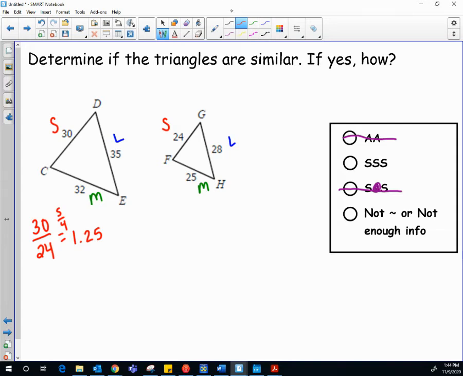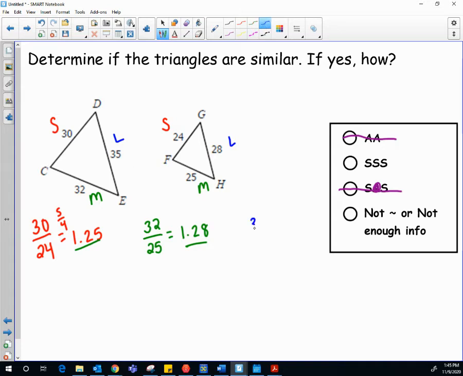Okay. So let's try the middle one. Let's go left over right. So we got 32 over 25. So when I do that in the calculator, this gives me 1.28. Wait a second. Those two are different. Okay. So automatically I could stop right there. I know these triangles are not similar because they don't all have the same ratio. They're not all proportional. But I'm going to go ahead for kicks and do the last one.